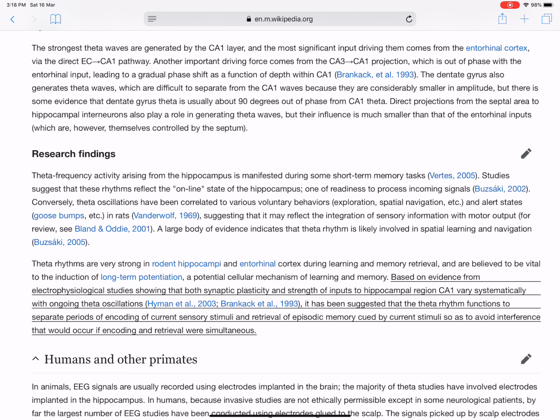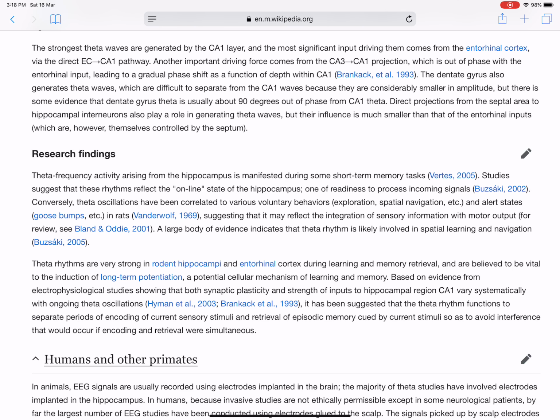Hyman et al. 2003, Brancak et al. 1993, it has been suggested that the theta rhythm functions to separate periods of encoding of current sensory stimuli and retrieval of episodic memory cued by current stimuli so as to avoid interference that would occur if encoding and retrieval were simultaneous. Humans and other primates.